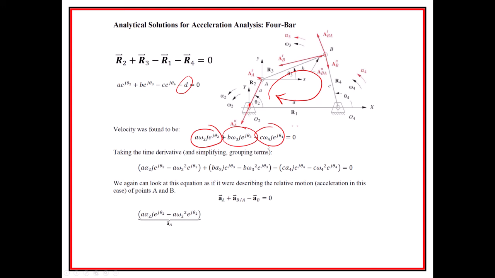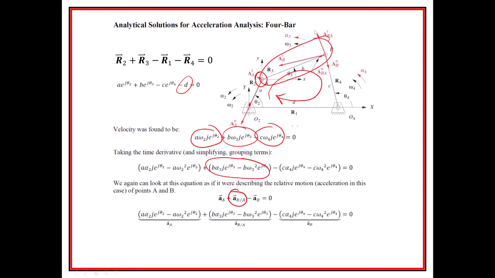So you can see that this right here is the acceleration of A. That's going to be right up here. And the acceleration of B with respect to A, it's right here, and shows up right here. And then the acceleration of B itself right here. So this is the acceleration of point B that's represented by here.